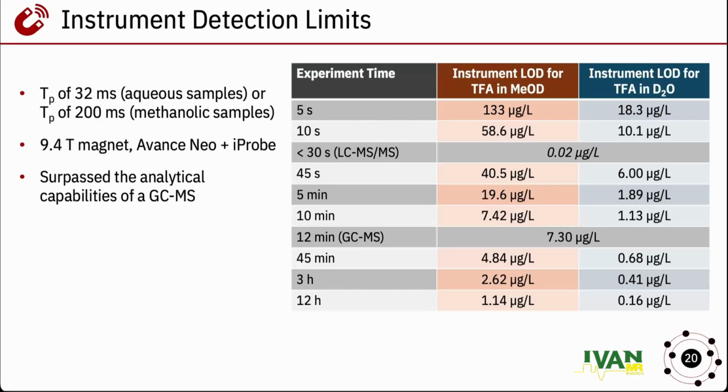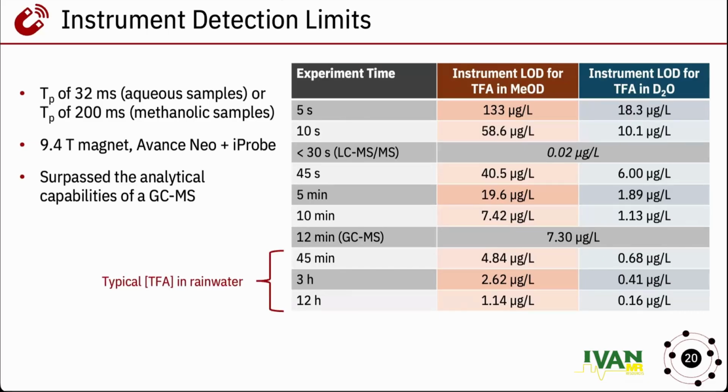All of this data was produced on a relatively new Bruker spectrometer, the Avance NEO generation with an iProbe on a 400 megahertz instrument, or a 400 megahertz field strength. We've seen even nicer improvements than this on higher field strengths, of course. But some really nice detection limits.